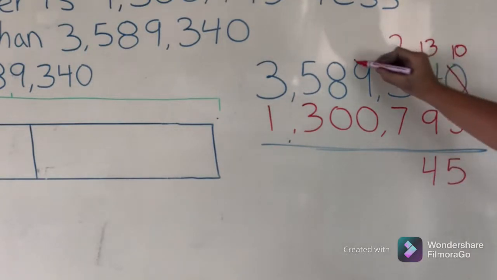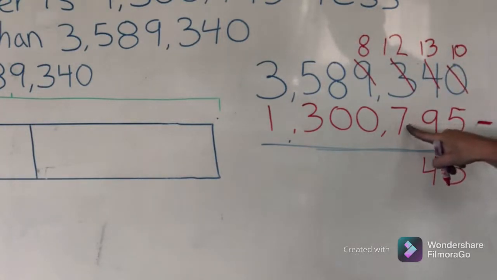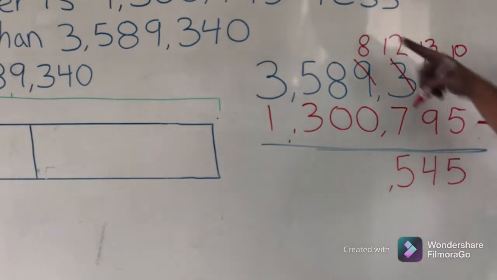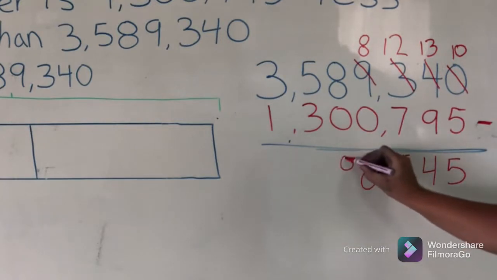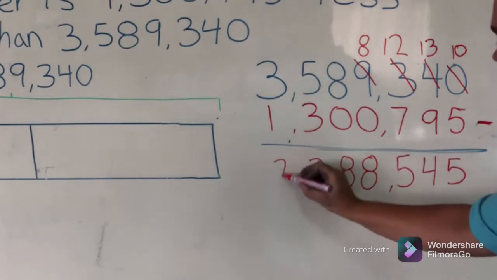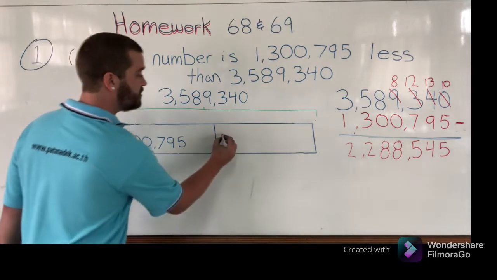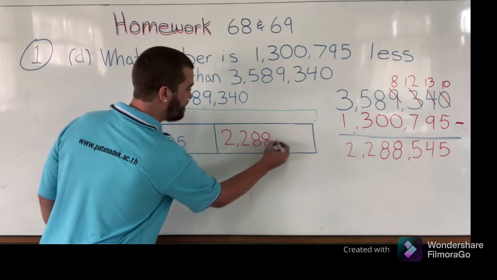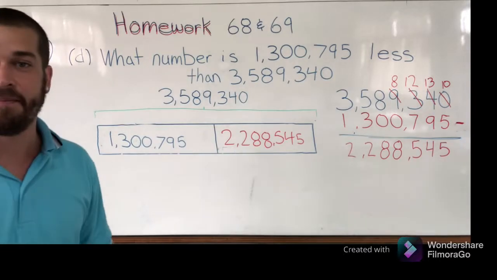7 minus 2, we cannot do that. Put an 8 here and a 12 here. 7, 8, 9, 10, 11, 12. That number is 5. 8 minus 0 is just 8. 8 minus 0 is also 8. 5 minus 3, 2. 3 minus 1, 2. So the missing part and our red balls are 2,288,545 red balls in the ball pit.